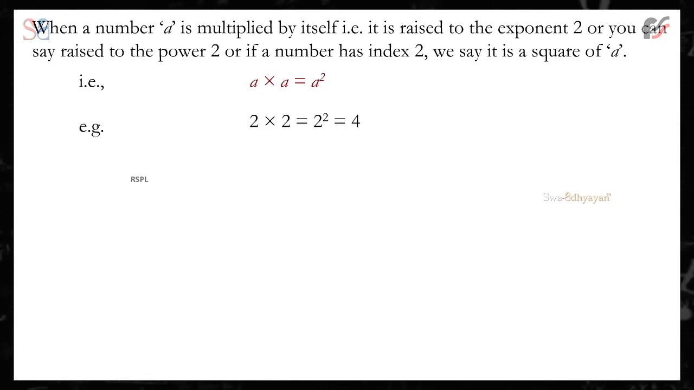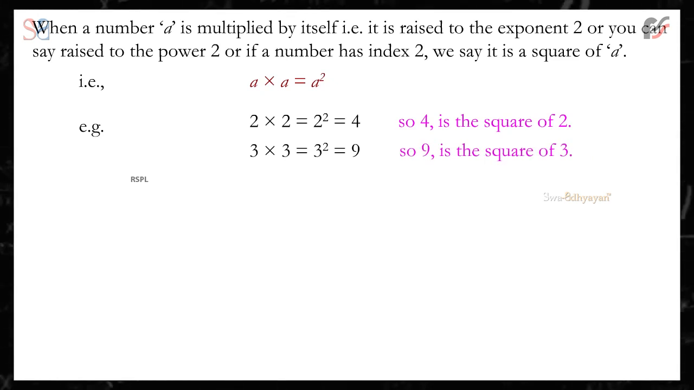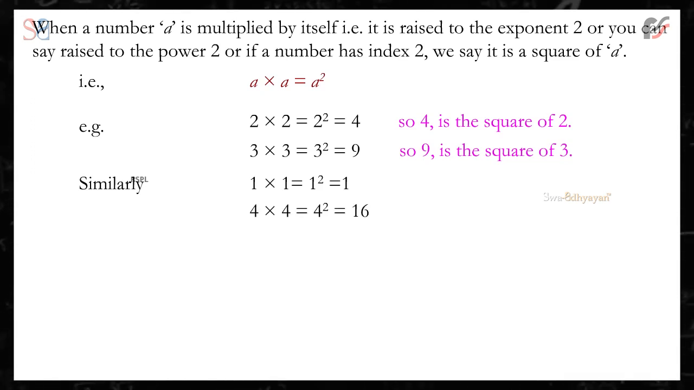For example, 2 into 2 is equal to 2 square, which is equal to 4. So, 4 is a square of 2. 3 into 3 is equal to 3 square, which is equal to 9. So, 9 is the square of 3. Similarly, 1 into 1 is equal to 1 square, which is equal to 1. 4 into 4 is equal to 4 square, which is equal to 16.